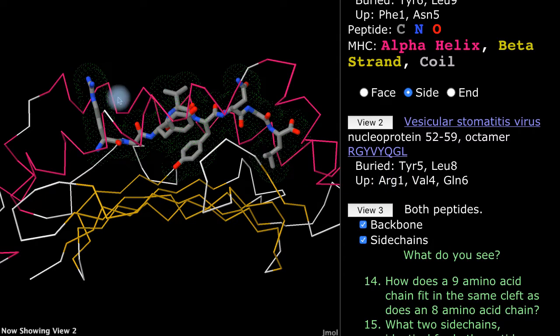There is a positively charged arginine at position 1, a hydrophobic valine at position 4 in the middle, and a hydrophilic glutamine side chain near the end at position 6.